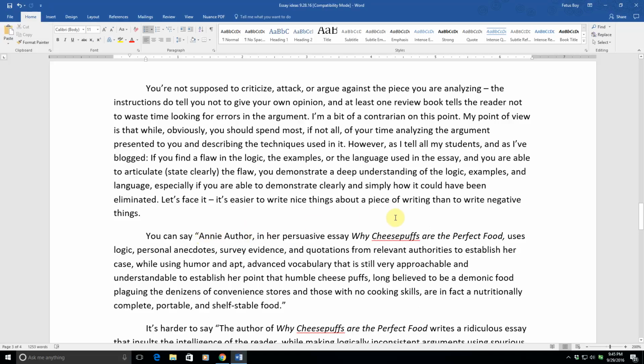For example, you could say, the author, in her persuasive essay, Why Cheese Puffs Are the Perfect Food, uses logic, personal anecdotes, survey evidence, and quotations from relevant authorities to establish her case while using humor and apt advanced vocabulary that is still very approachable and understandable to establish her point that humble cheese puffs, long believed to be a demonic food plaguing the denizens of convenience stores and those with no cooking skills, are in fact a nutritionally complete, portable, and shelf-stable food.